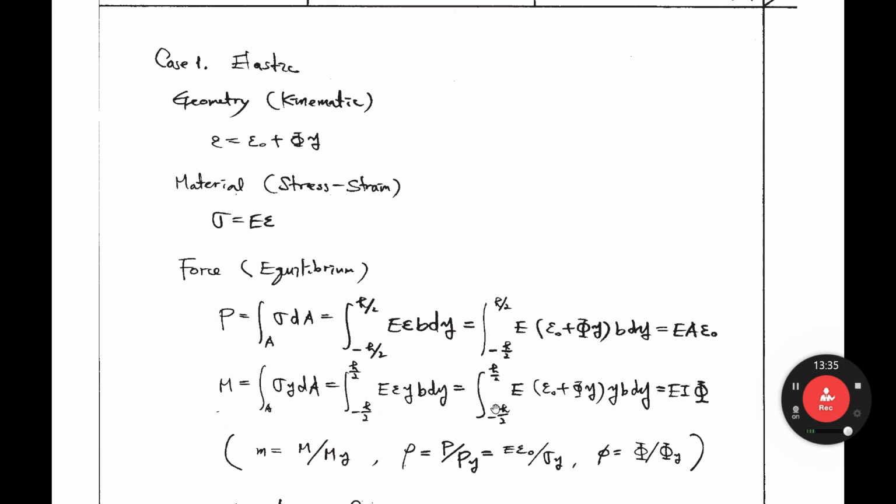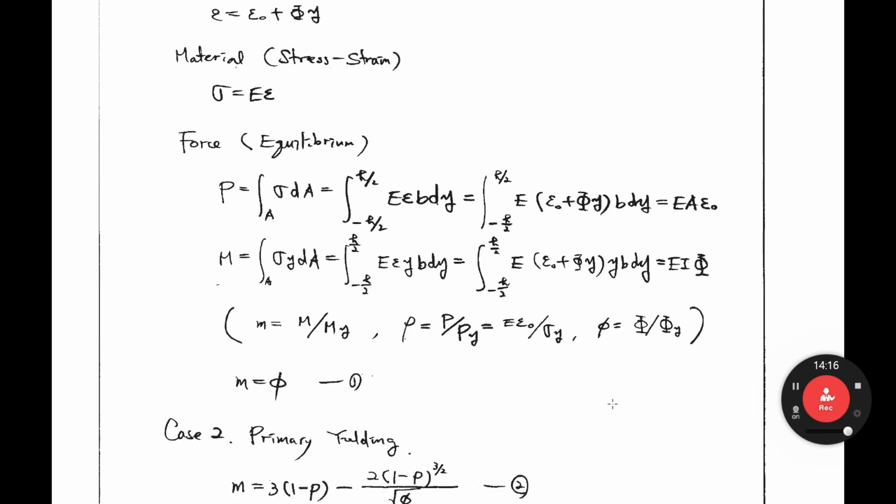And then integral E. E is independent, okay, regarding the integral. So integral y square b dy. What is that? Moment of inertia, I. Yeah, so EI curvature. You have EI curvature like that. So if you use this m, small m equals moment divided by My. So let's call it normalized m. M over My equals small m. P over Py equals rho.